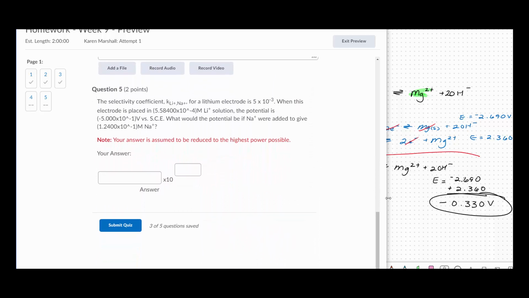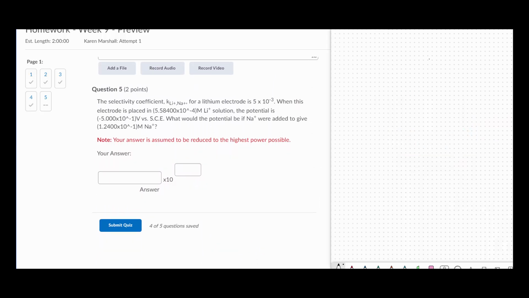And for the last question, we're going to use the selectivity coefficient. So we're told that K, the selectivity coefficient, is 5 times 10 to the negative 3. That's a reasonable selectivity coefficient. It's relatively small. When this electrode is placed in a lithium solution of this magnitude, the potential is something specific. What would the potential be if sodium were added to give this concentration of sodium ions?